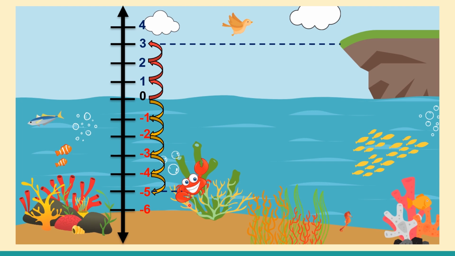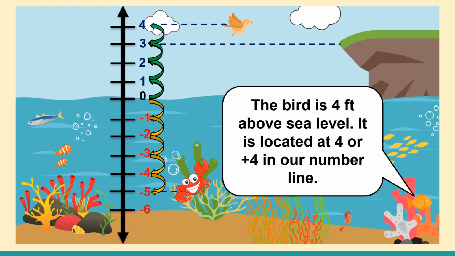How far is the bird from the sea level? Very good. We have 1, 2, 3, and 4. From 0, the bird is 4 feet above sea level. It is located at 4 or +4 in our number line.